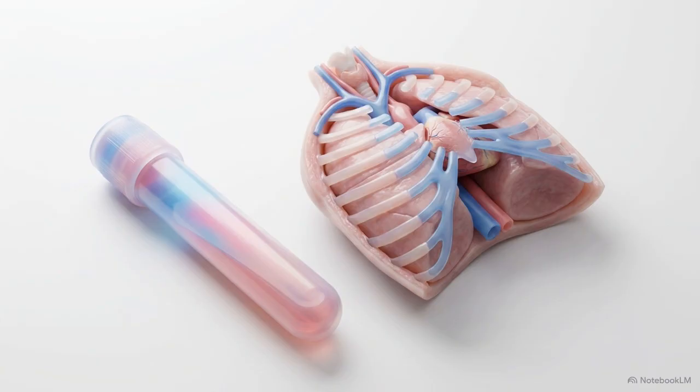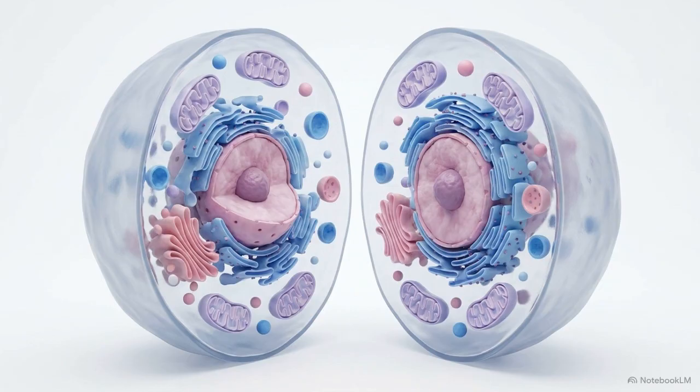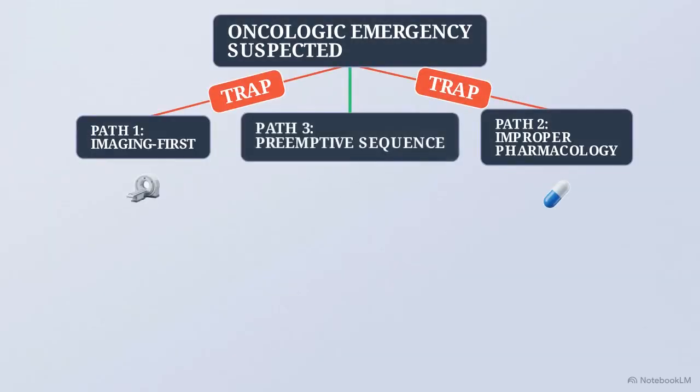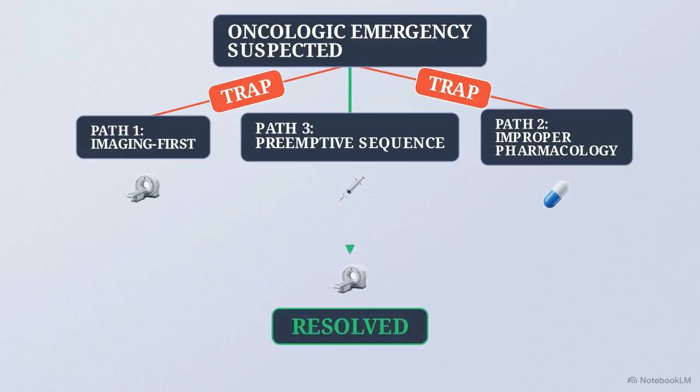You must rely on strict biochemical markers and precise anatomical divergence points to make the correct call. Our objective here is to deconstruct the exact cellular mechanisms, identify the management traps, and map the rigid diagnostic sequences required to resolve each condition.